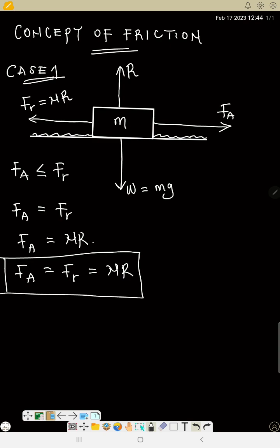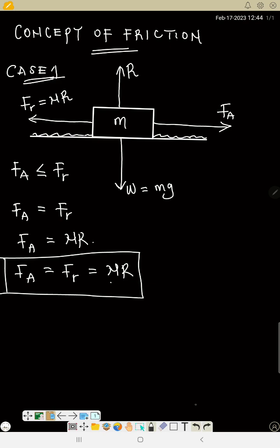Now, tends to move or about to move does not mean it has moved. If it moves, then there must be acceleration. If there is no acceleration in your question, then the object has not moved. Now, Fa is equal to Fr, which is equal to mu R.